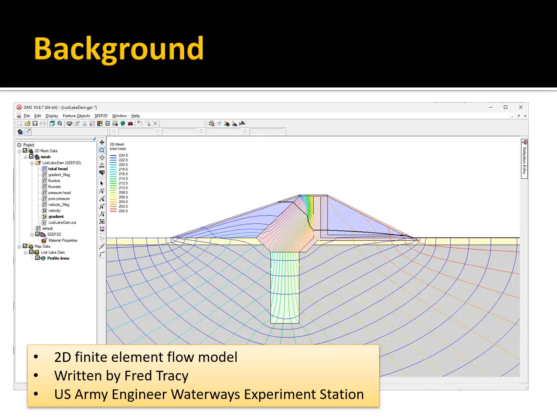And when Fred worked for the Corps of Engineers, he wrote this software, and then we built a graphical interface to seep2d in GMS, the Groundwater Modeling System, which was developed here at BYU originally under my direction and now is developed and maintained by Aquaveo, a company in Provo, Utah. We are going to be using both GMS and seep2d.